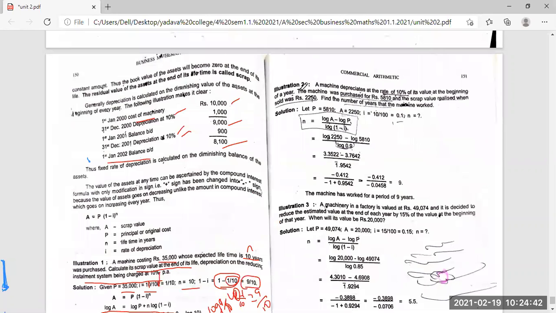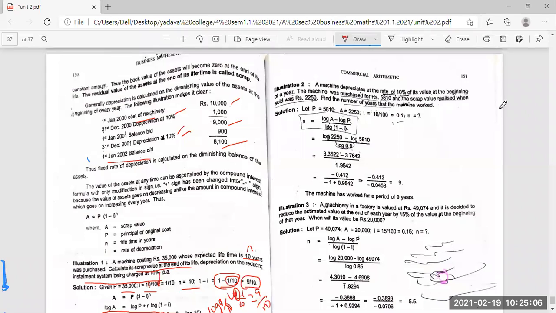Then coming to the second problem. A machine depreciates at the rate of 10% of its value at the beginning of a year. The machine was purchased for rupees 5,810. The scrap value realized when it was sold was 2,250. Find the number of years that the machine worked. So let P, the purchase price, that is the principal amount, be 5,810. A, the amount, is 2,250. I is 10%. So what is N? We have to find it.